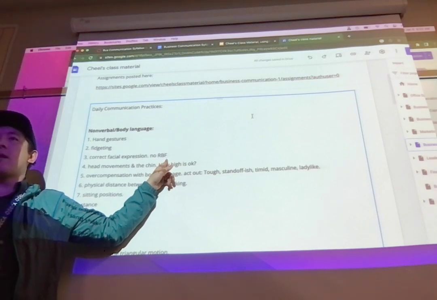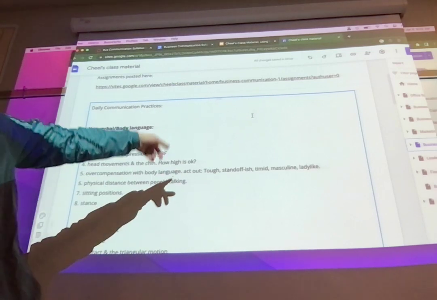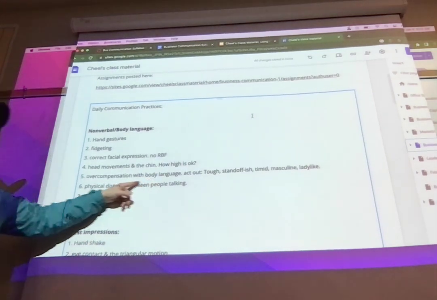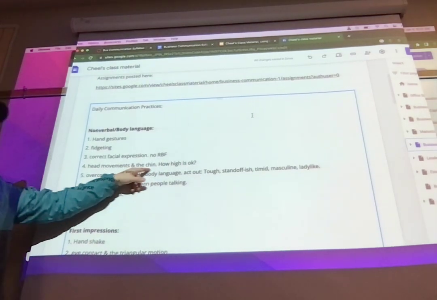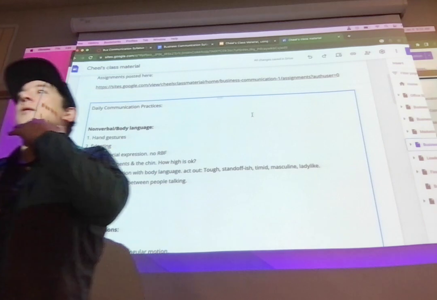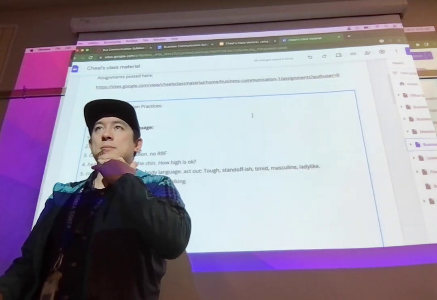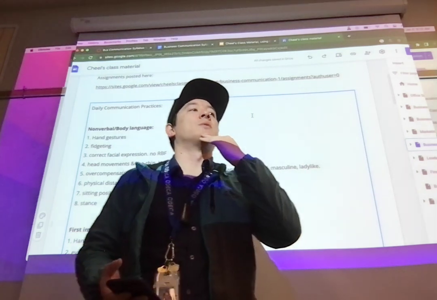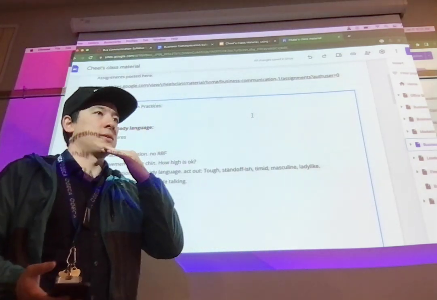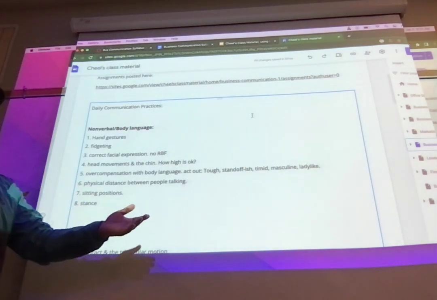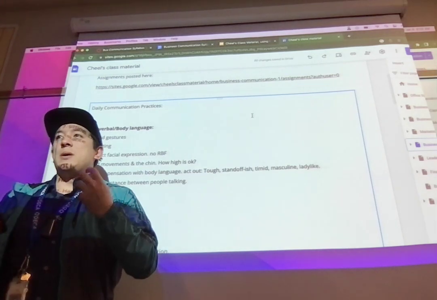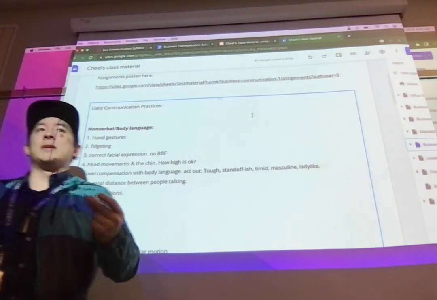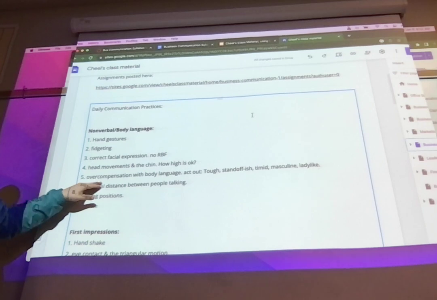Resting, oh yeah. Okay, you want to practice not having that. No resting in the face. Head movement and the chin, how high is okay. Little things like this and like this mean different things when you're talking to someone. I'm telling you, this is how Sherlock Holmes reads people, and you're going to be able to read people's minds too, just like that. Just look at them.